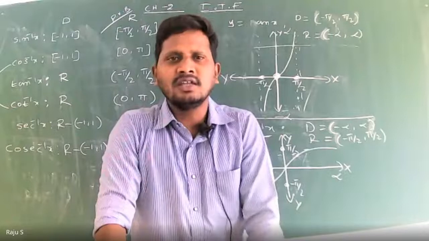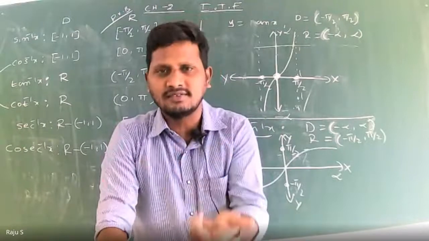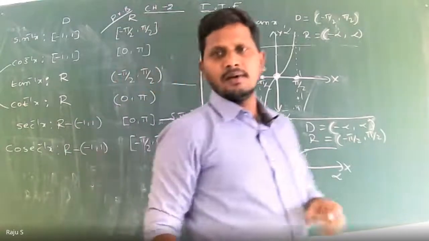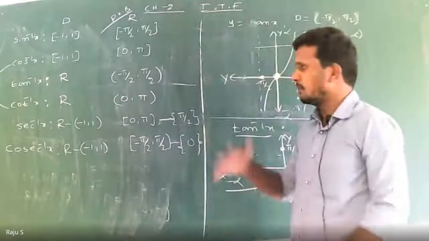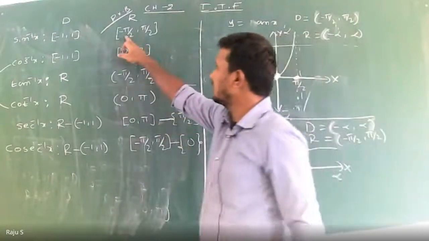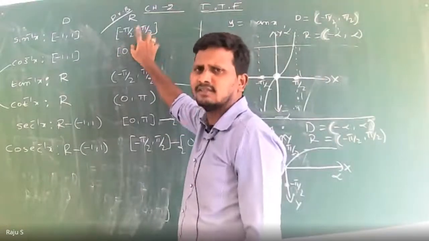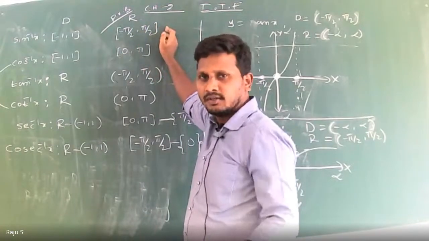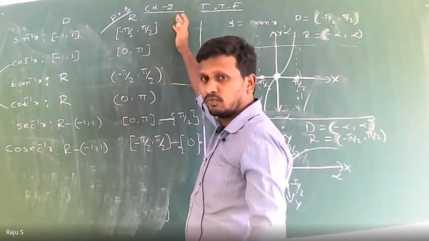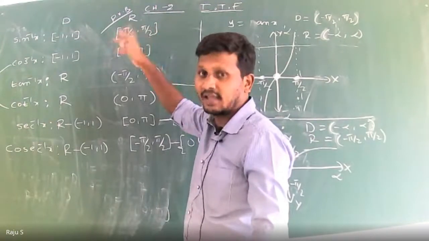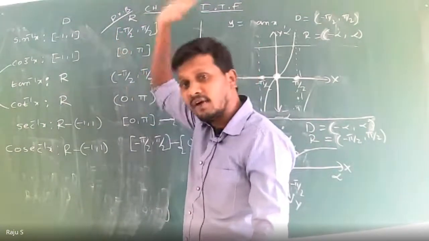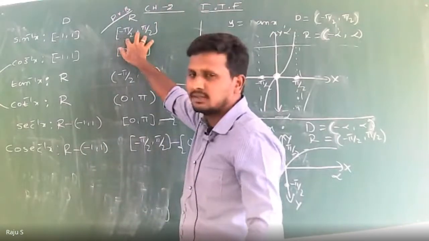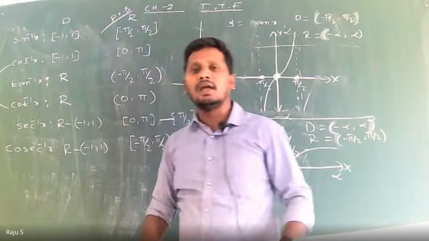Principal value branch: the branch in which the inverse exists. Many branches are there. For sine, it is not only minus 90 to plus 90. This is just one branch. You can take 90 to 270, where sine inverse exists, or 270 to 450. Like that, infinite branches are there. Among them, this is the branch I am considering as the principal value branch.